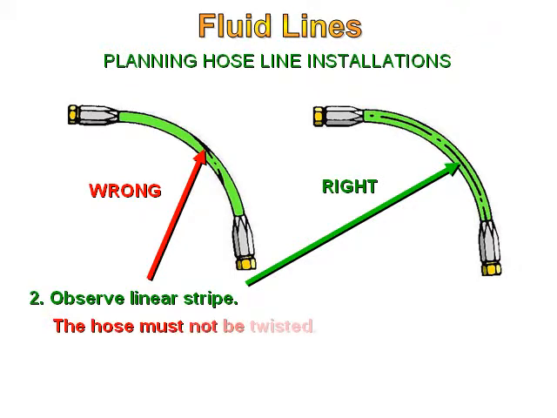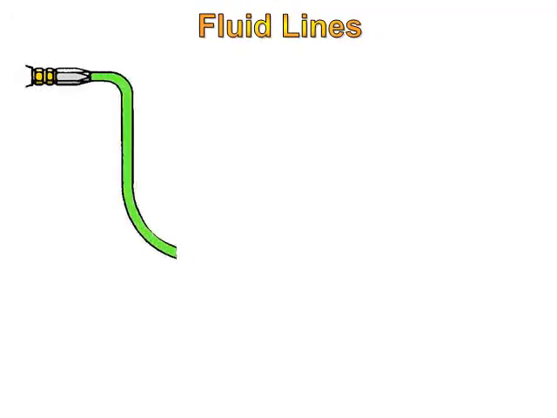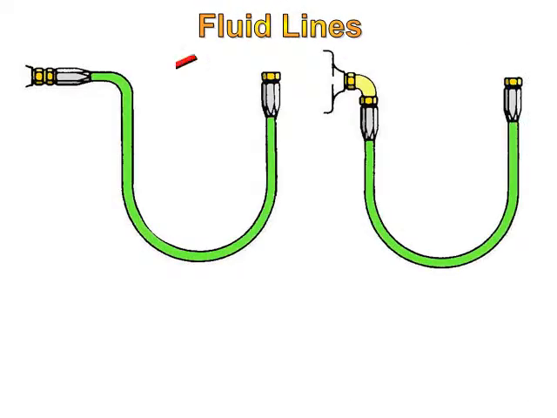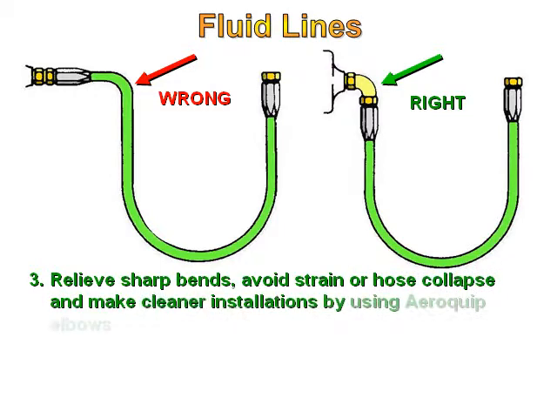The hose must not be twisted. High pressures applied to the twisted hose may cause failure or loosen the nut. Relieve sharp bends, avoid strain or hose collapse, and make cleaner installations by using elbows or other adaptive fittings.